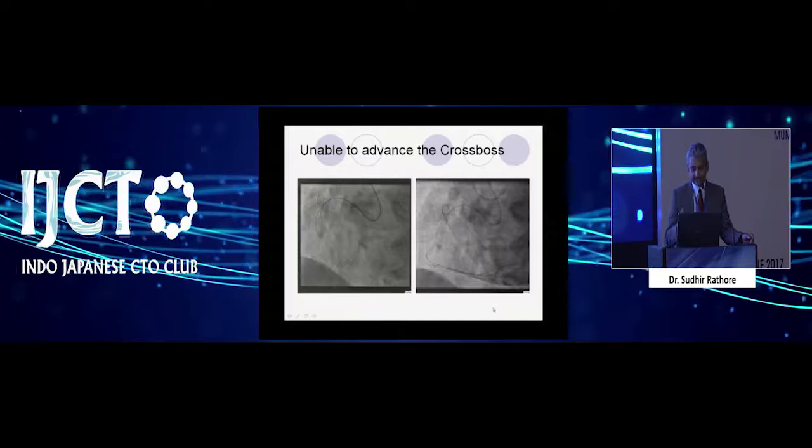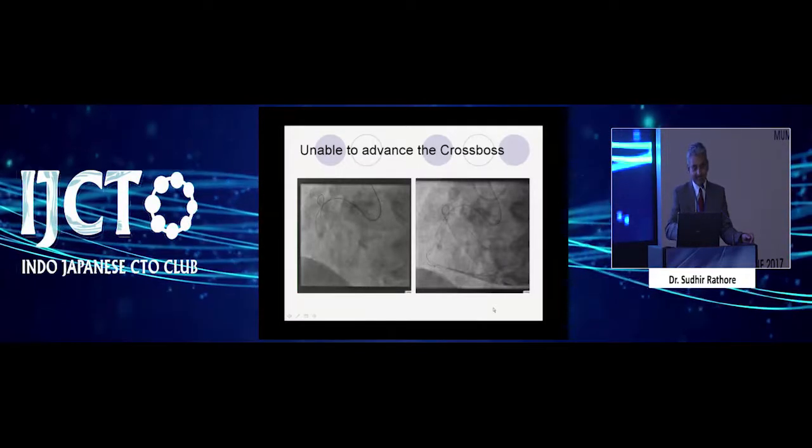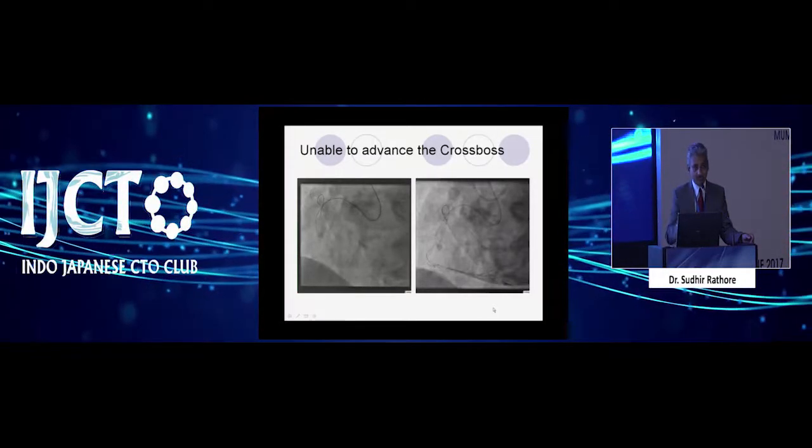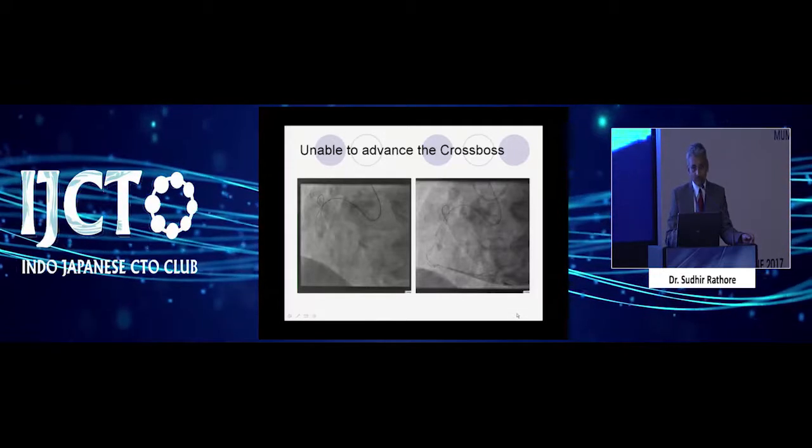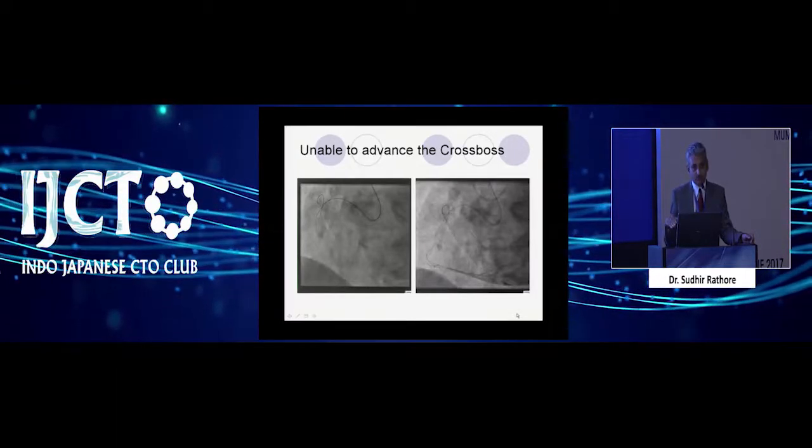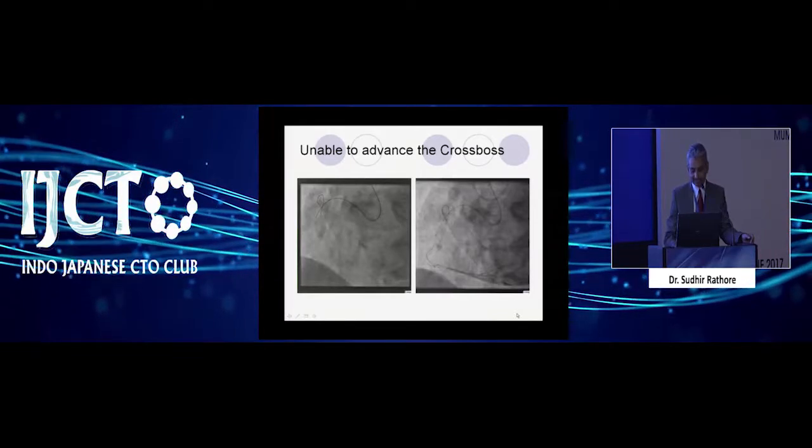So what I did is, because the Crossboss was not crossing, I exchanged the Crossboss with a Corsair catheter, and the Corsair was able to go subintimally into the distal true lumen to perform the re-entry in the similar fashion.